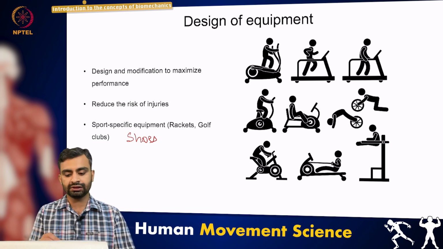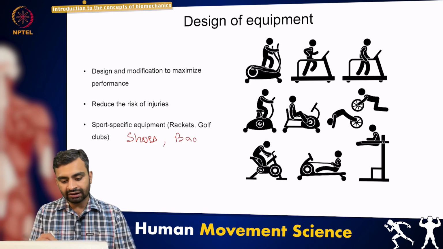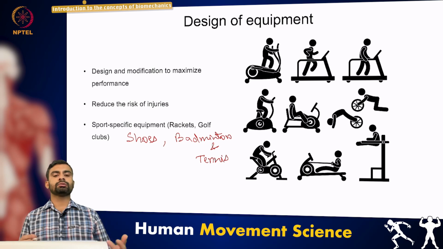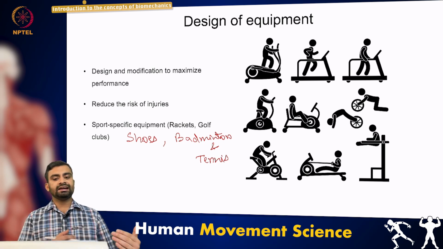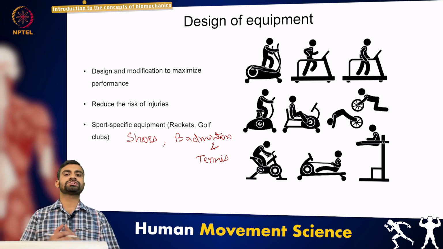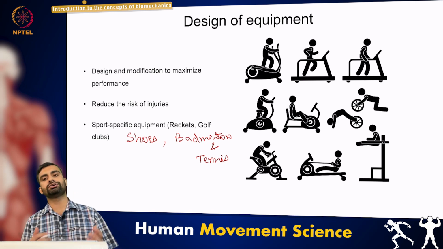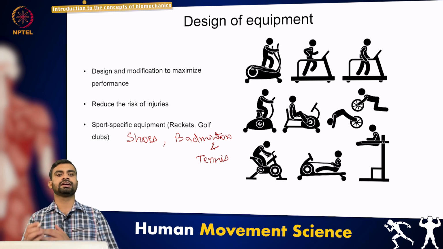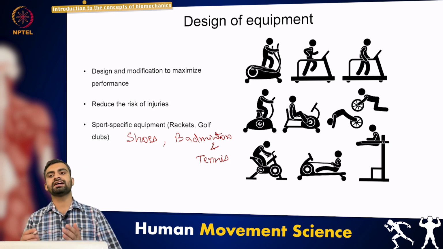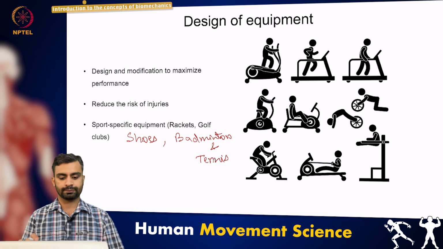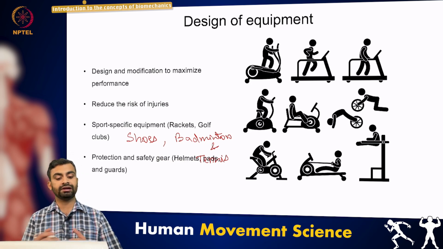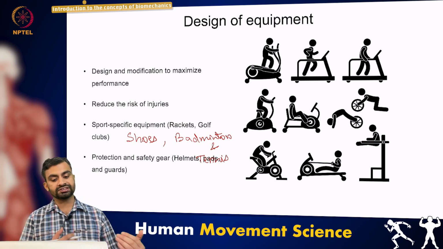Another example would be badminton and tennis rackets. They were designed in such a way that they can optimize the power and control. How do they do it? By controlling the stiffness of the rackets, the weight distribution, as well as the grip size of the rackets. This information from the movement quantification also helps in designing the latest protection and safety gear.